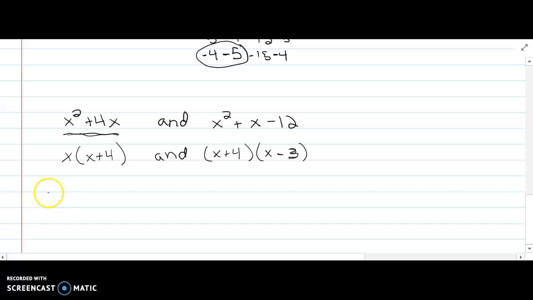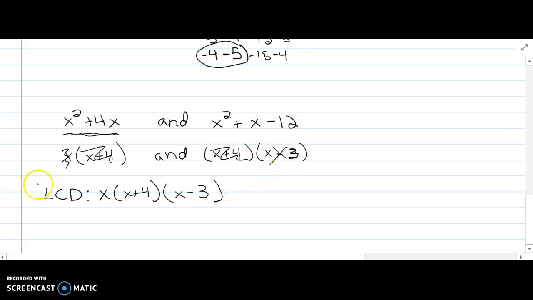Okay, and then find the LCD. Bring the first one down, which is x. Cross it out. Bring the next one down, which is x plus 4. Cross out here. Cross out there. And bring the next one down. Cross out. Okay, everything's crossed out. There's my LCD.